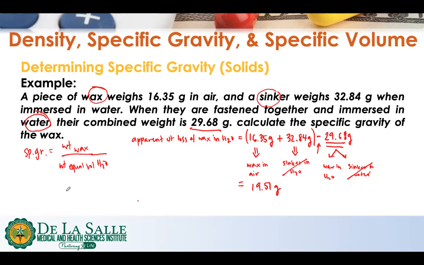So we can now determine the specific gravity of the wax. So the weight of the wax is 16.35 grams, and the weight of an equal volume of water, or the apparent weight loss of wax in water, is 19.51 grams. The specific gravity is therefore equal to 0.84, which is less than 1. So the wax is definitely lighter than water.